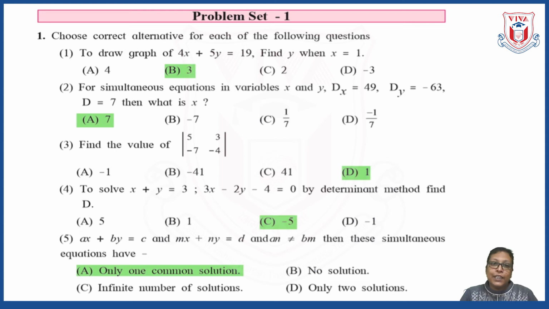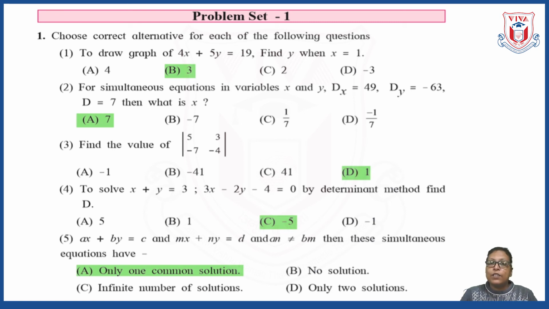Question number 3 is of determinant. Okay, you know how to solve the determinant. You have to go for cross multiplication. 5 into minus 4 minus 3 into minus 7. So that will be minus 20 plus 21, and answer will be 1. Option number D.